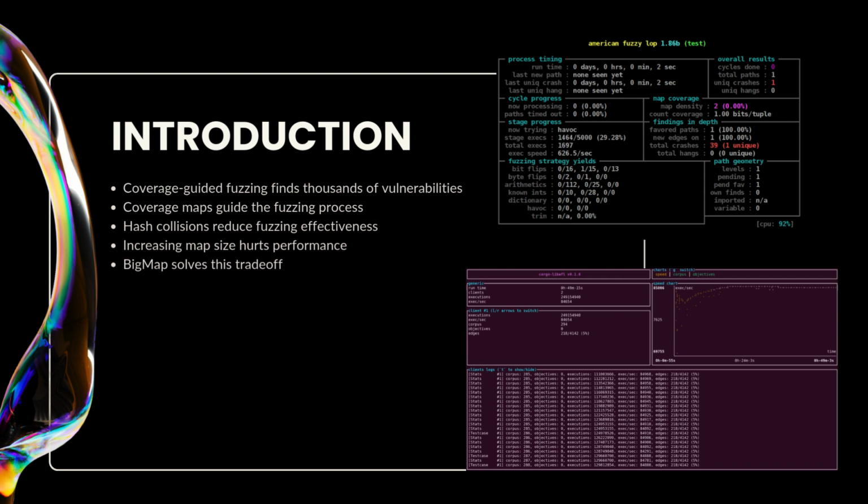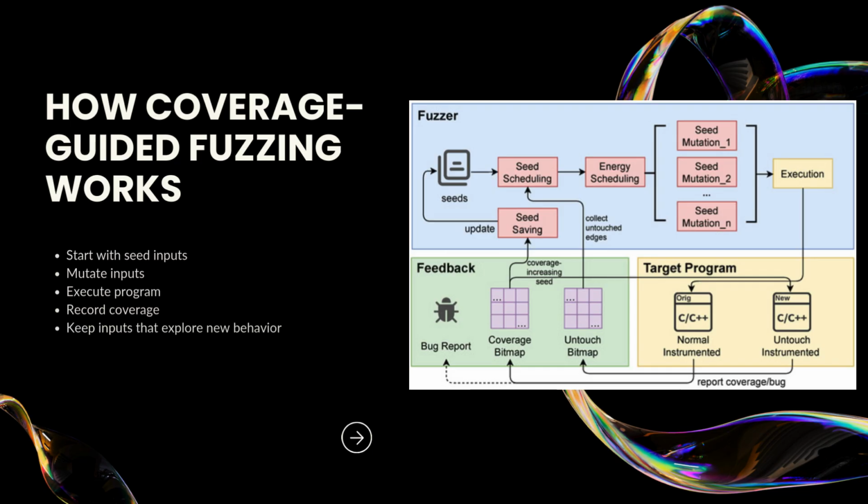To understand the problem BigMap is solving, first we need to know how coverage-guided fuzzing works. I'll use AFL as the main example, since BigMap is built on top of it. Coverage-guided fuzzers operate in a loop. They start with an initial set of seed inputs. These seed inputs might be valid files, network messages, or any structured input the program accepts.